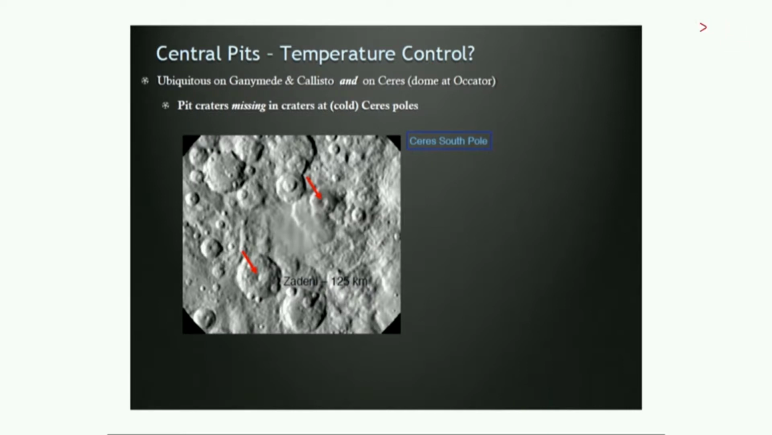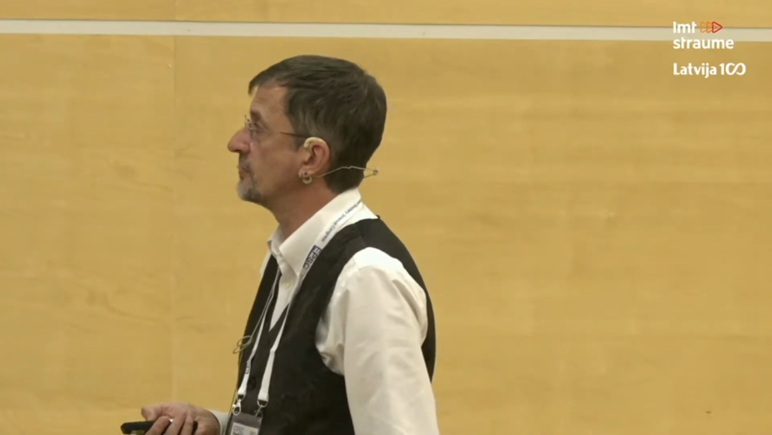Now, it's one example. The numbers of large craters at the pole are not very many, so we don't have very many samples, but it's an indication that we may possibly be seeing a similar effect on Ceres itself because the poles are considerably colder than the equator. So another indication that temperature may be controlling things.